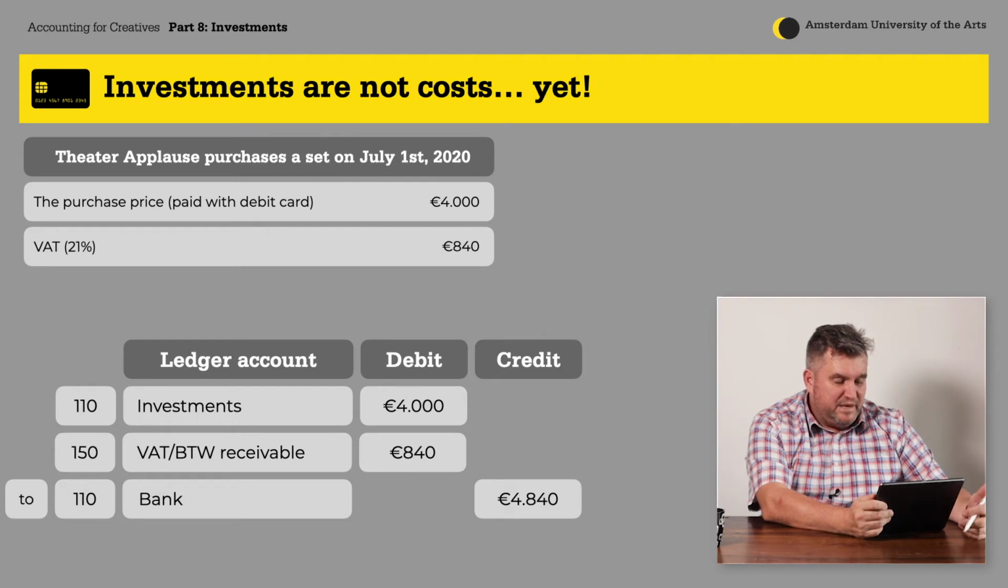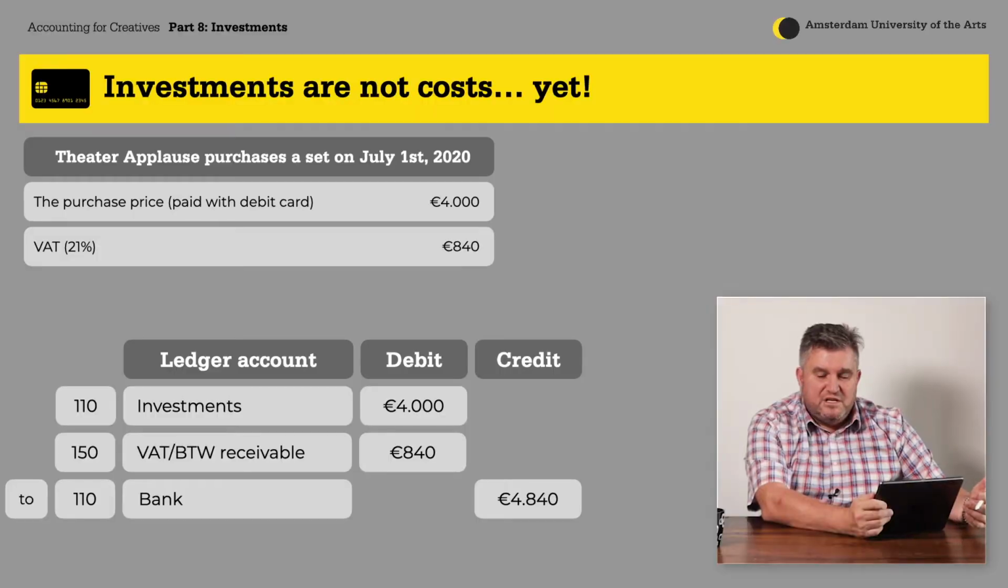And finally we paid it by bank with a debit card, so it's immediately paid, it's a cash payment, and the bank is decreased with 4,840 euros. So bank is normally on the debit side, so we put it on the credit side in the journal entry because it's decreasing. An important part of this is that the investment is increased with these 4,000 euros and that no cost ledger account is being used because we did not touch the equity at this moment.